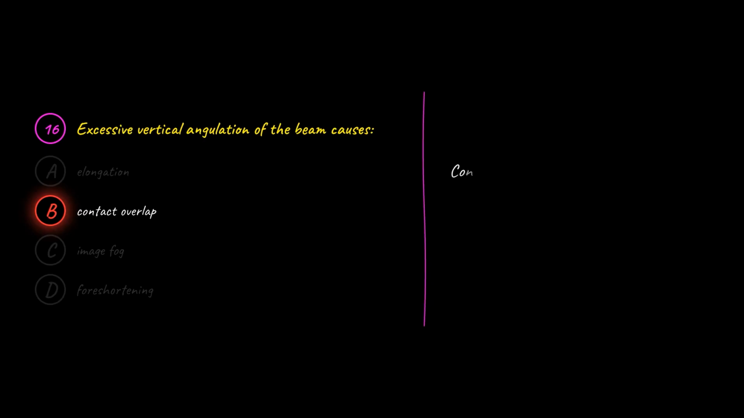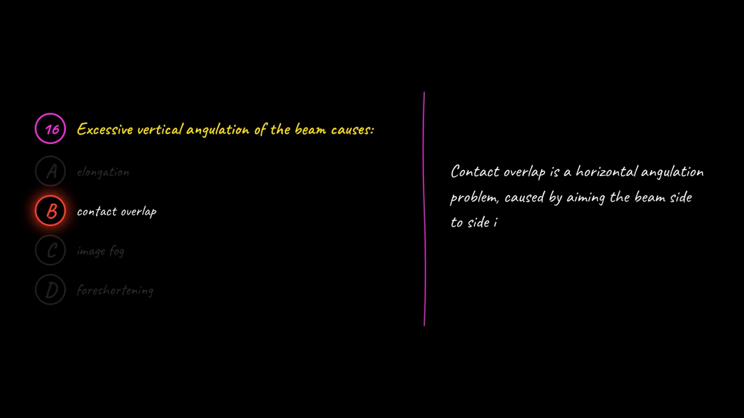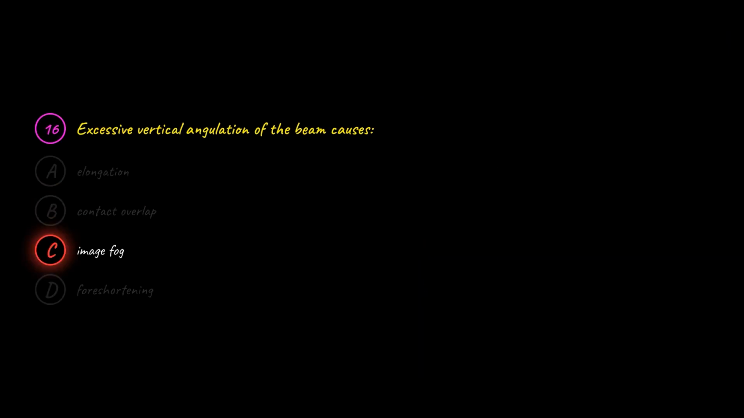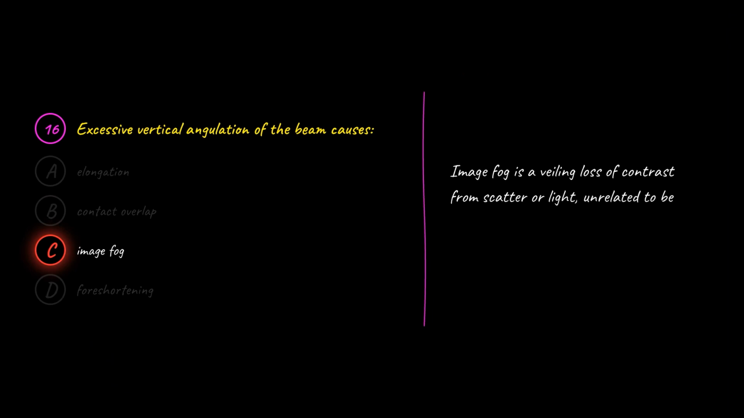B is wrong because contact overlap is a horizontal angulation problem caused by aiming the beam side to side incorrectly, not by the steepness of the vertical angle. C is wrong because image fog is a veiling loss of contrast from scatter or light, unrelated to beam angle, so it is not the result of excessive vertical angulation.